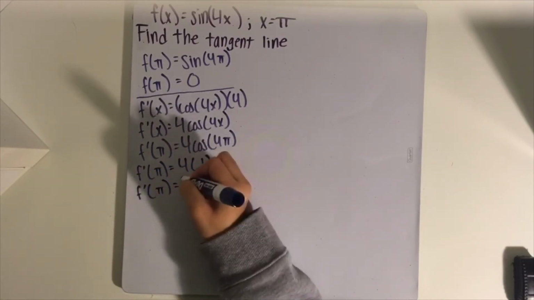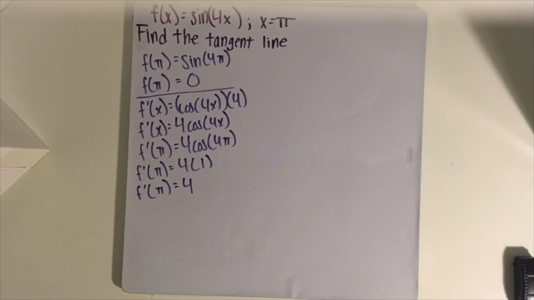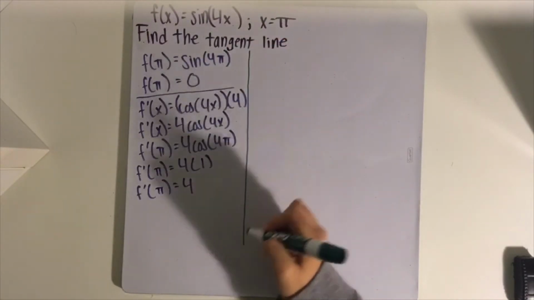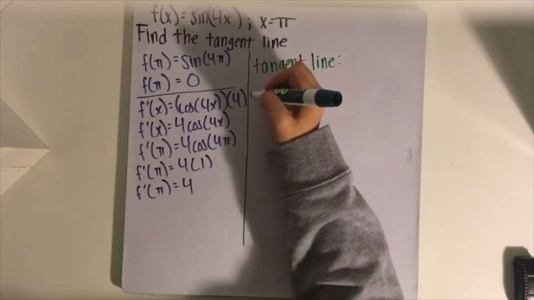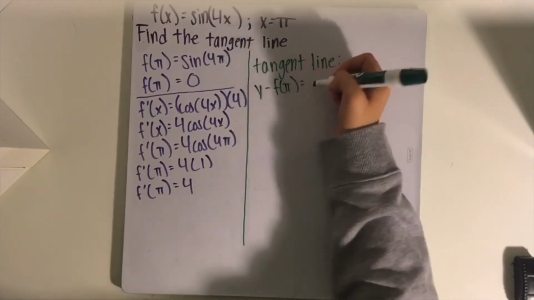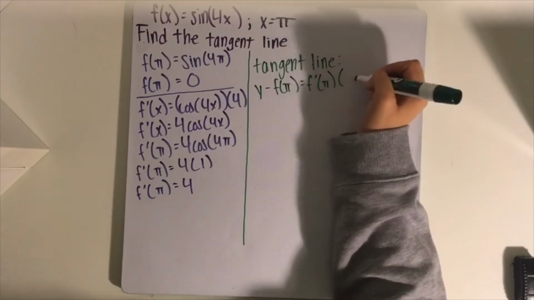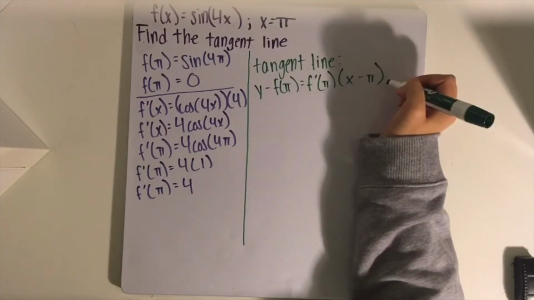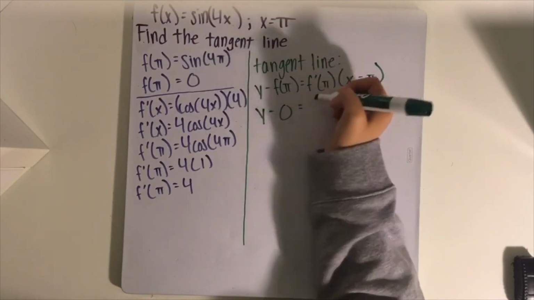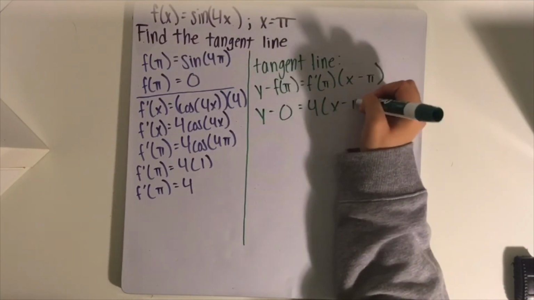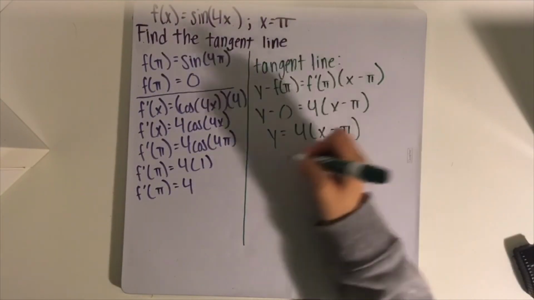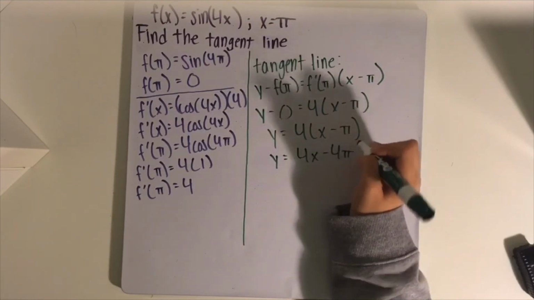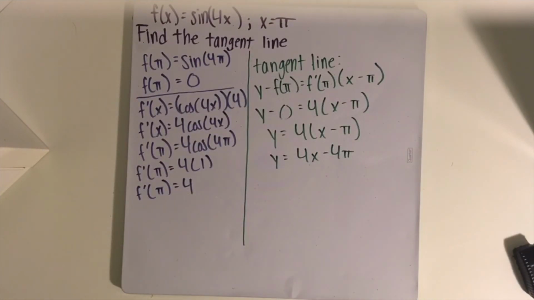Now you can plug in all that you found into the tangent line formula. The tangent line formula is y minus f of pi is equal to f prime of pi times x minus pi. After plugging in the variables and simplifying, we found that our tangent line is y is equal to 4x minus 4 pi.